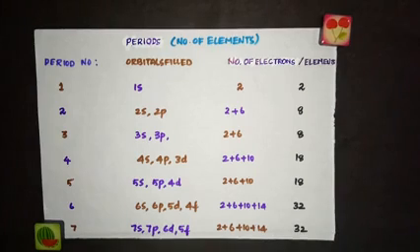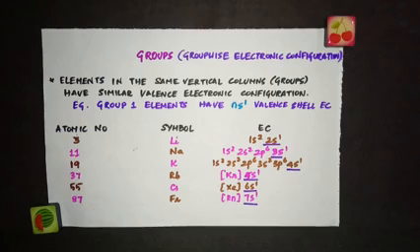So now we will move on to the groups, the vertical columns. As we have seen already, there are 18 groups in the modern periodic table. Groups are the vertical columns. Now we are going to see the group-wise electronic configuration of the elements. When you see the electronic configuration of elements in the same group, which means the same vertical column, they will have similar valence electronic configuration. What is valence electronic configuration? The configuration in the outermost shell.